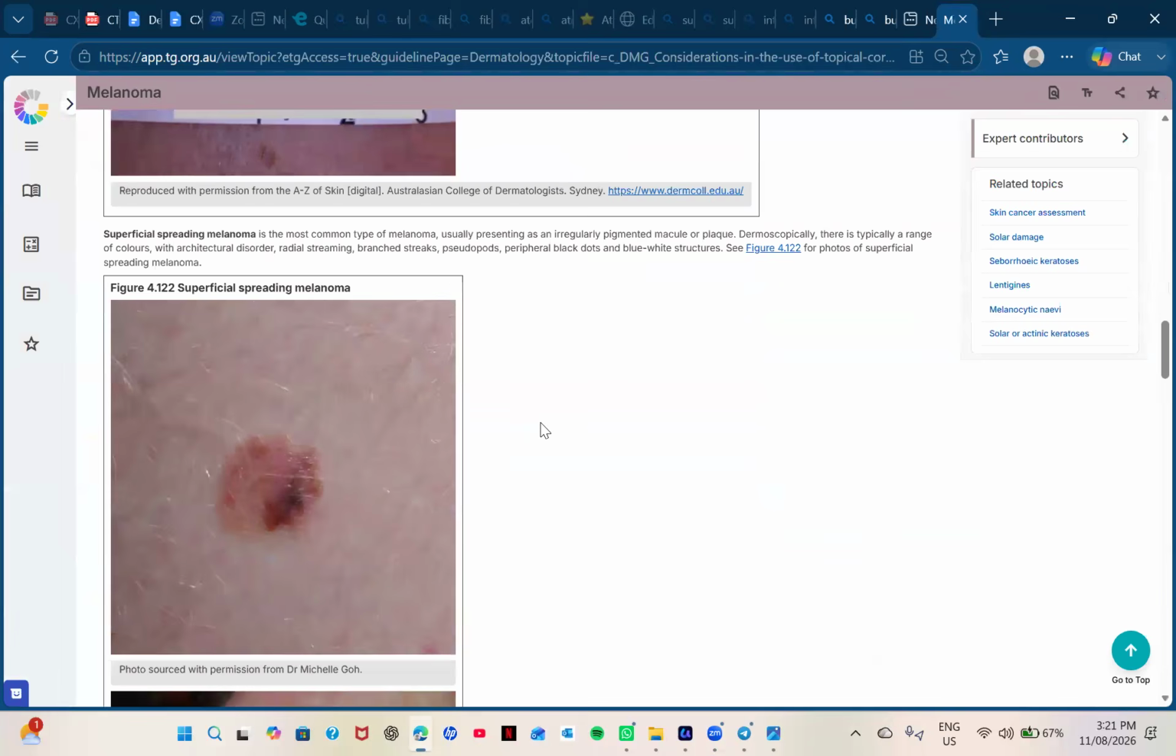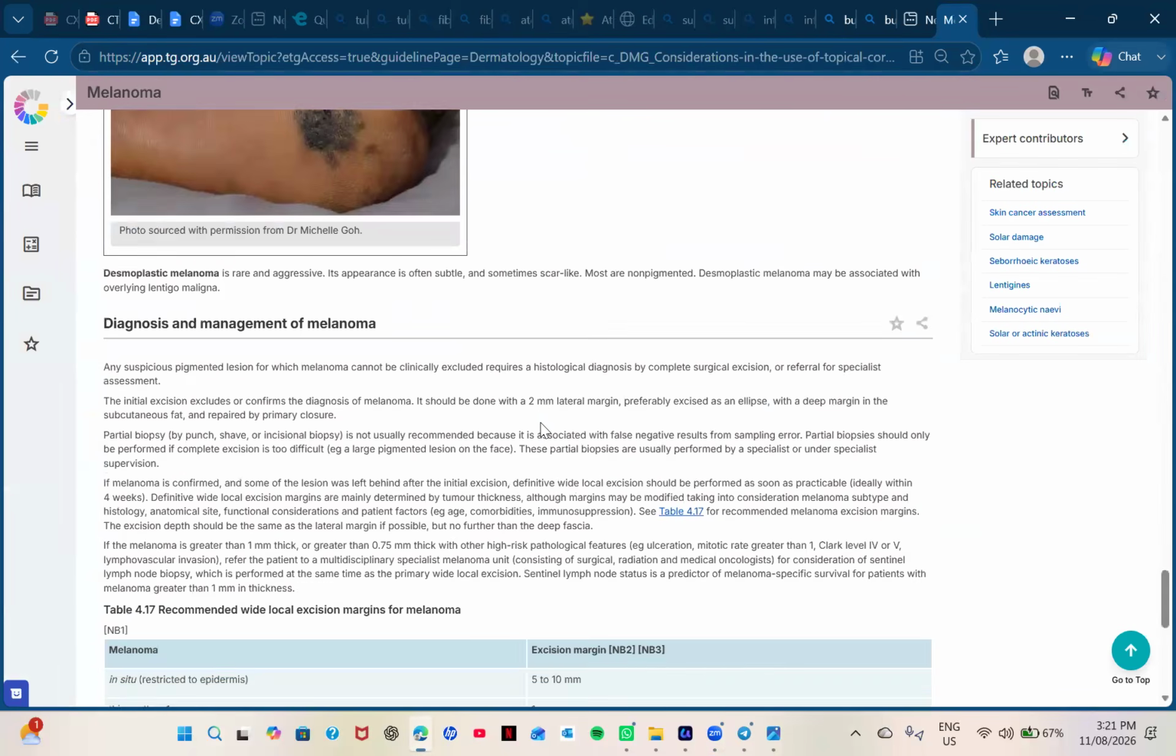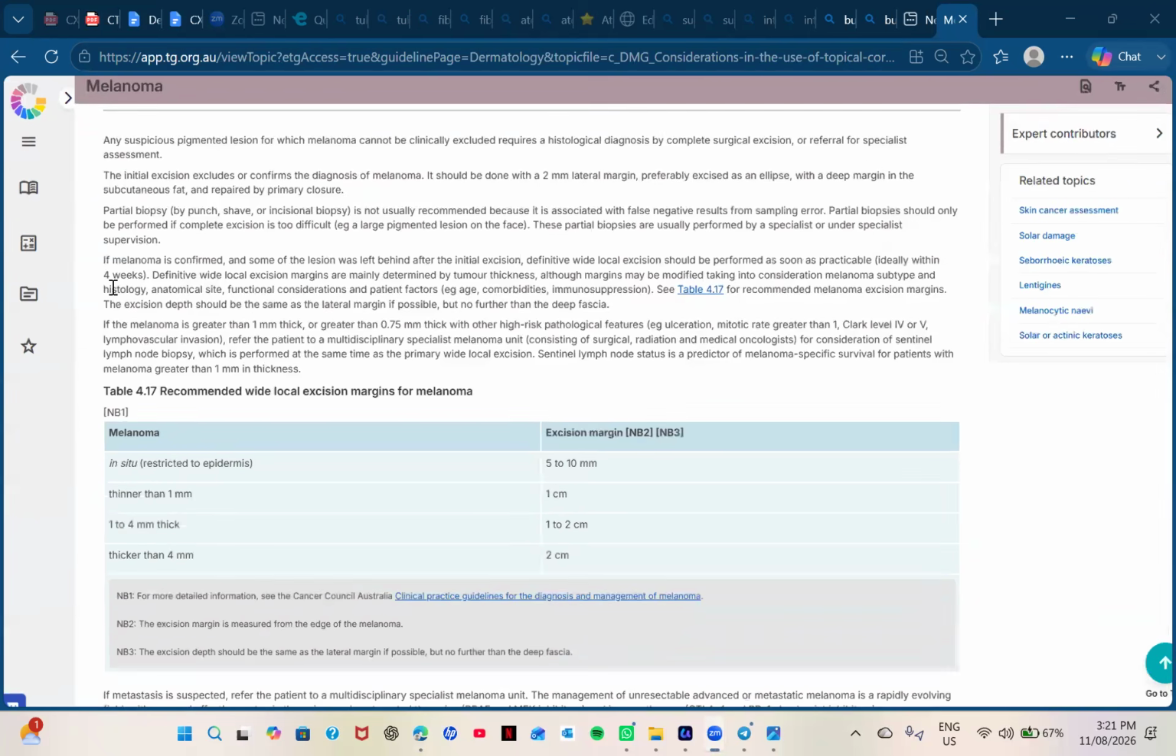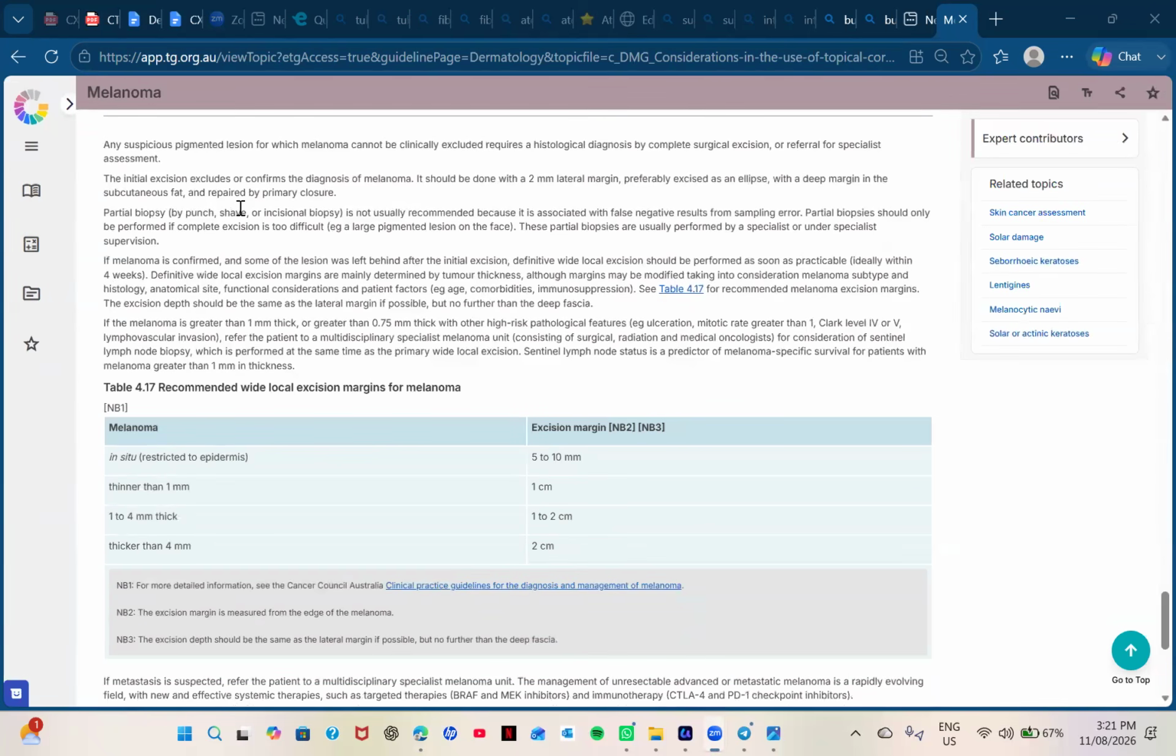After the biopsy, what you need to do, doctors, to do the treatment? The wide local excision you need to do, right? Here the initial excision is to confirm the diagnosis. You send the biopsy to the histopathology service, and you have to get the result, right? After confirming here.